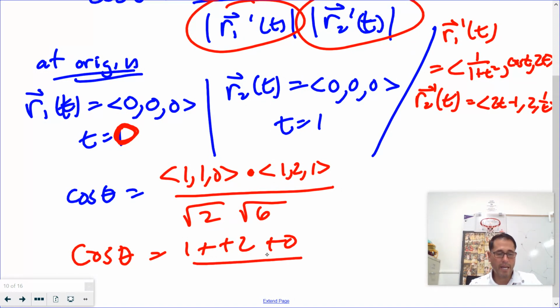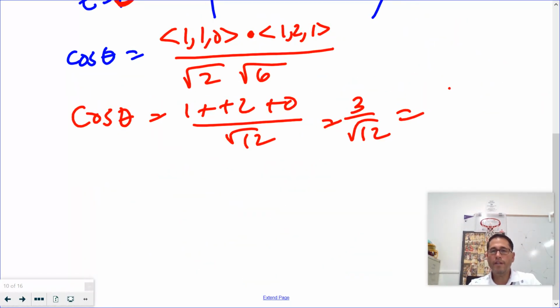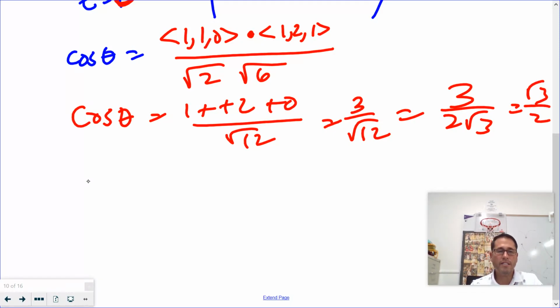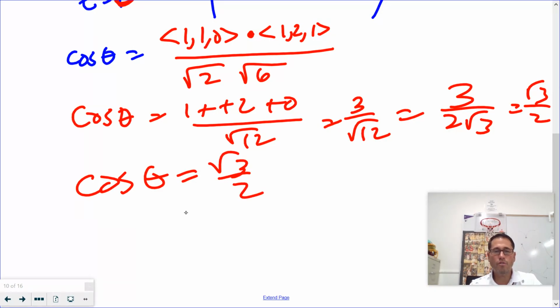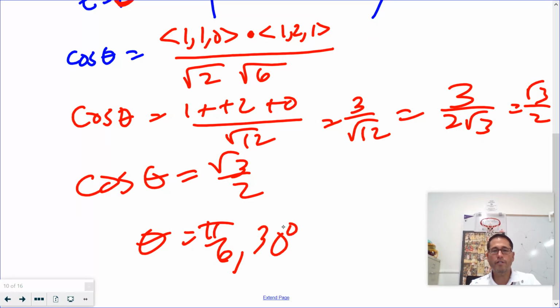So I would get 3 over the square root of 12. The square root of 12 is 2 radical 3. Radical 3 over radical 3 cancels, and that would be radical 3 over 2 if I simplify it. So cosine of theta is equal to radical 3 over 2, at theta equals pi over 6, or 30 degrees. That was some work.